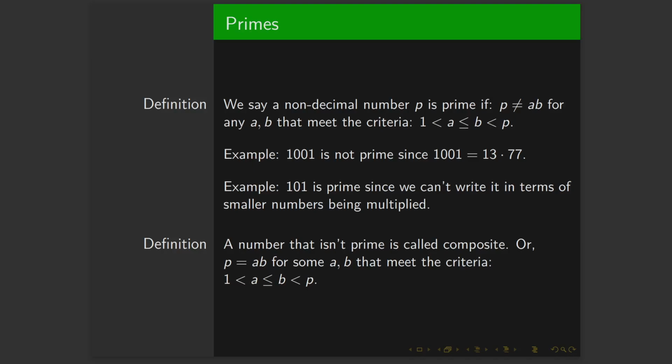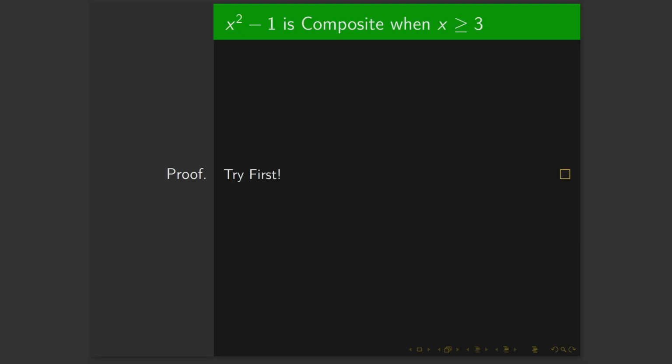Okay, what can we prove about these numbers? Well, a prime times a prime is a composite. That should make sense, because the prime numbers are literally factors of the composite number. That's easy. Let's try something else. We'll do x squared minus 1 is composite when x is greater than or equal to 3. This is interesting, but it might be a little tough. Just try it out and see what you can come up with.